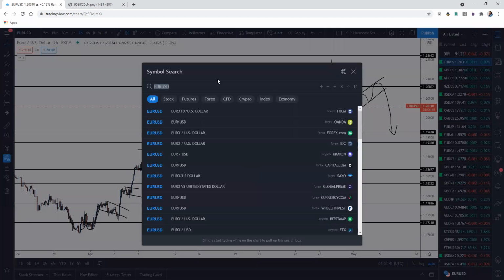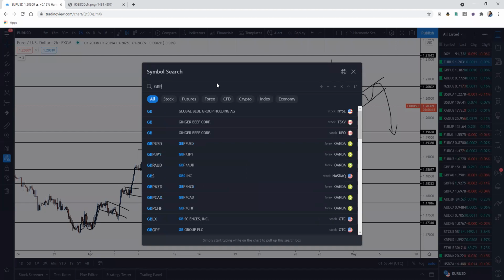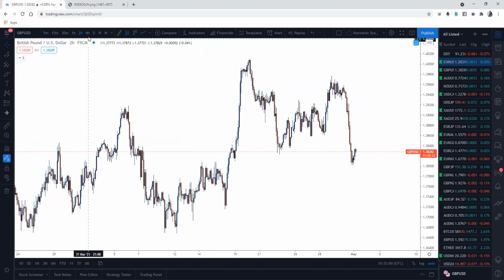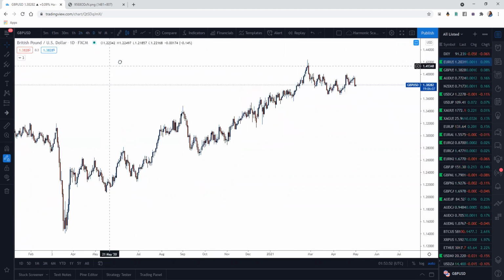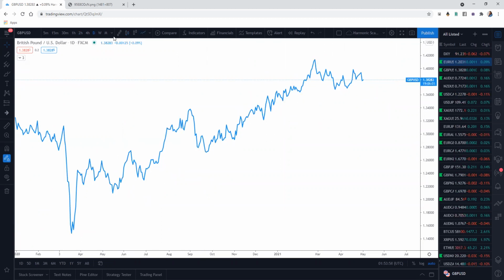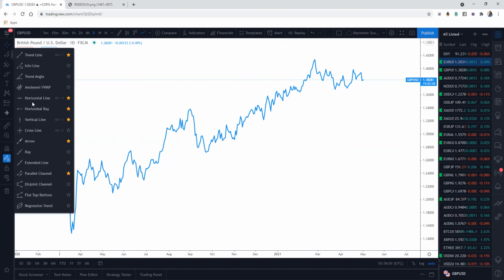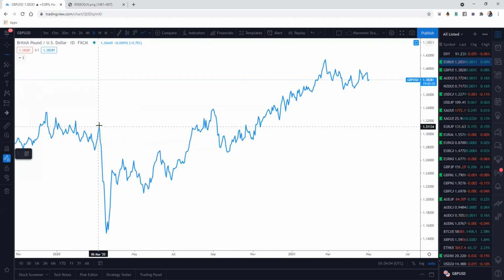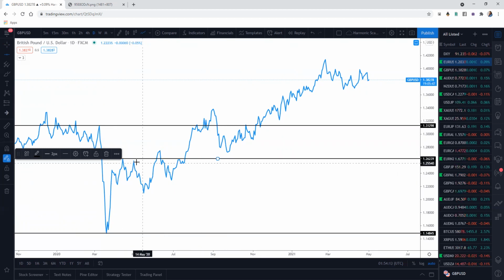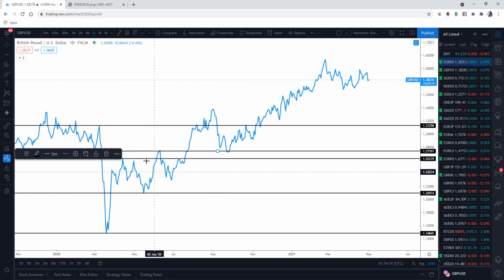So let's look at another one. Let's look at GU, right? So change the line chart, daily time frame, we're identifying M's and W's. I'm going to use a horizontal line. I see a big W here, so I'm going to go top, bottom, middle. I see another W here, bottom, middle, and my top already pretty much covered there.